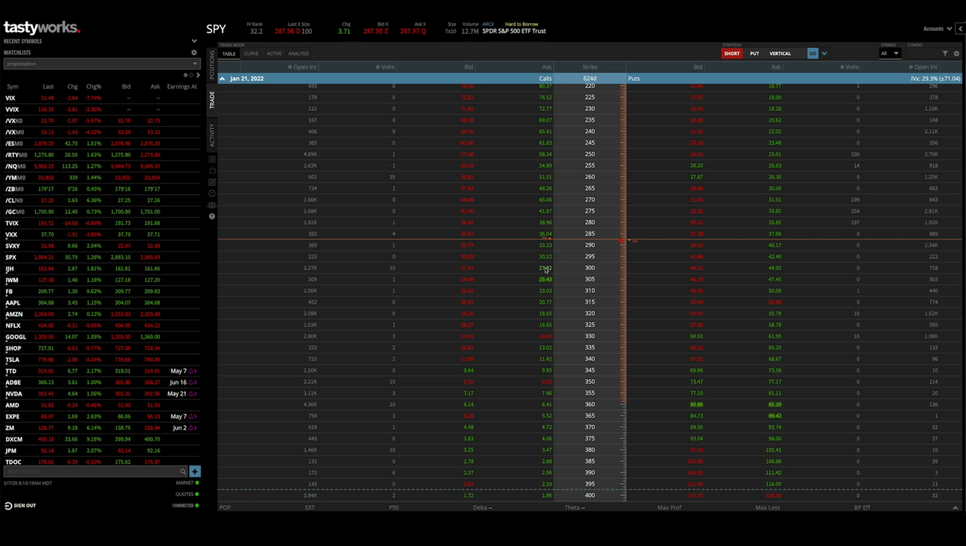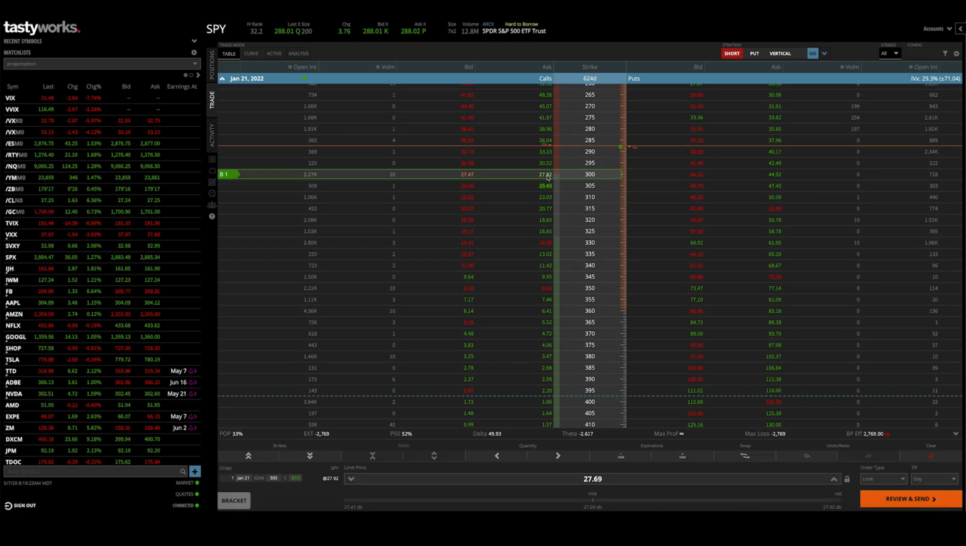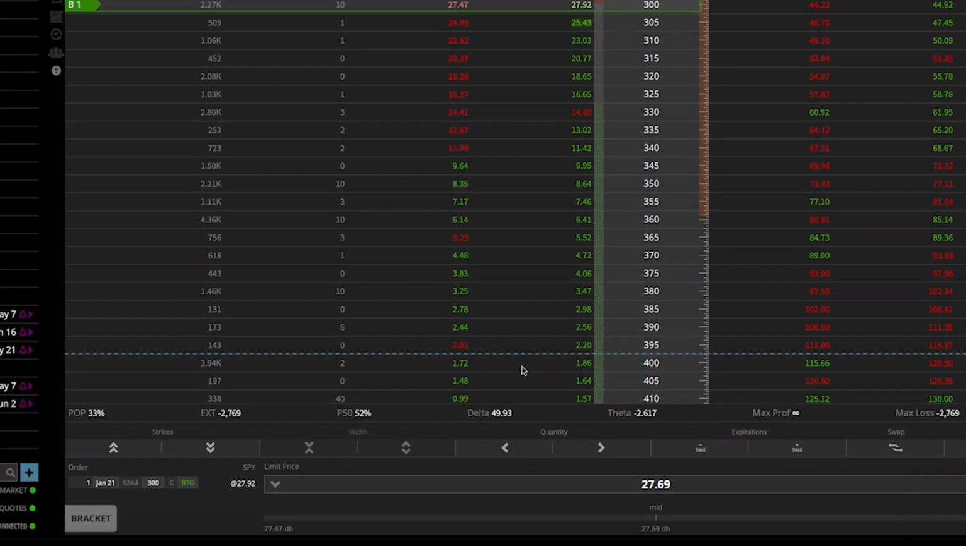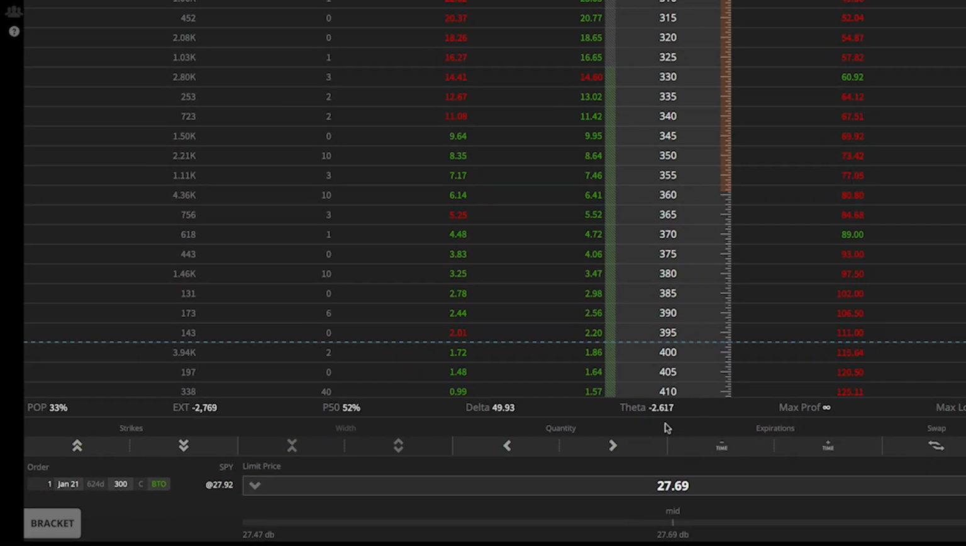So if I click again on the 300 call option, more specifically clicking on the ask to set up a buy order, we can see that the theta is negative 2.6. So this means with each passing day, assuming no change in implied volatility and no change in the stock price, I would lose about $2.60 per day if I bought this call option. So losing $2 a day on a $2,800 option is not a big deal at all.